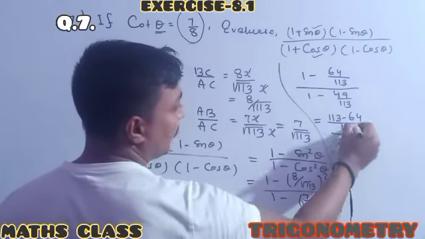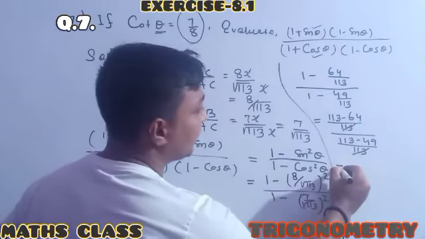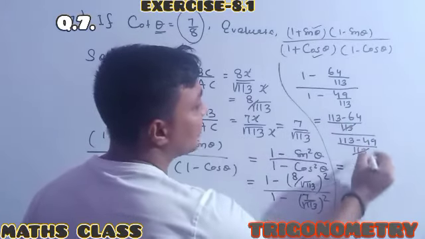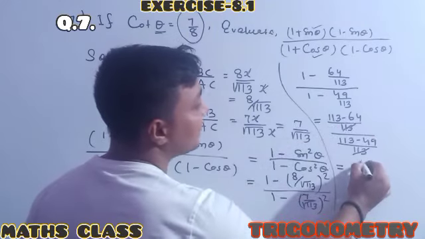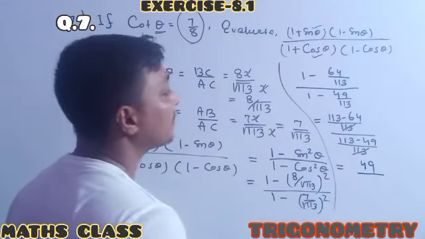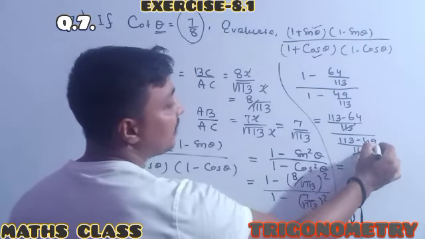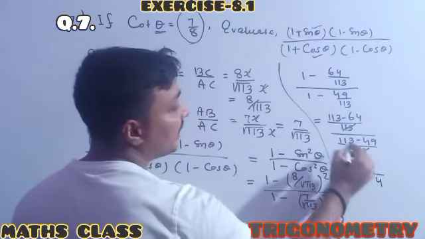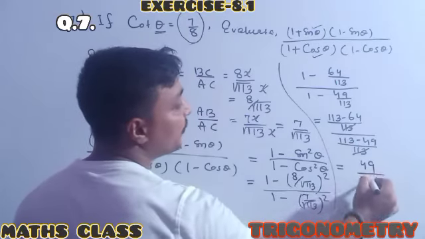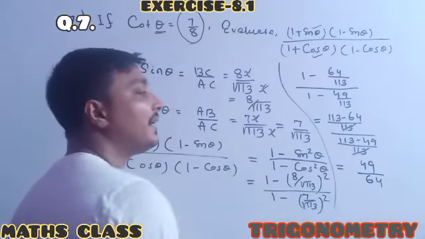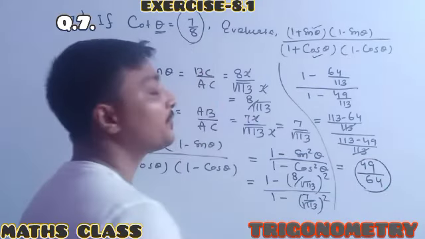See, 113 will be cancelled from both the ends. So the numerator will be 113 minus 64, which is 49, and the denominator is 113 minus 49, which is 64. Ready? So our result will be 49 divided by 64.